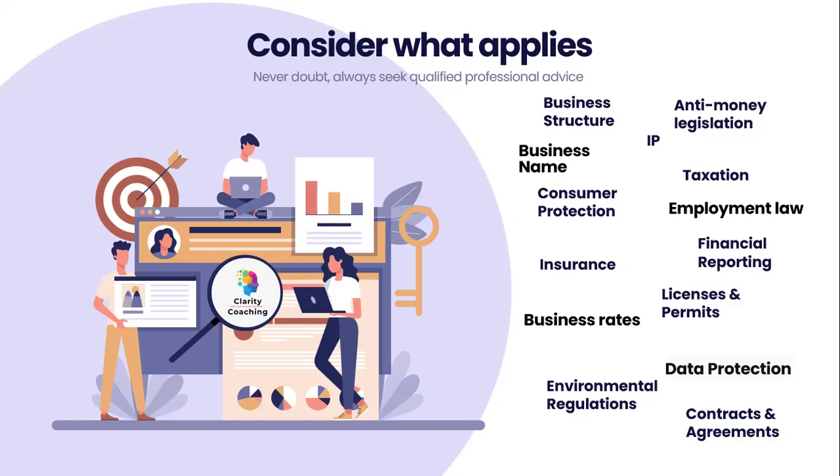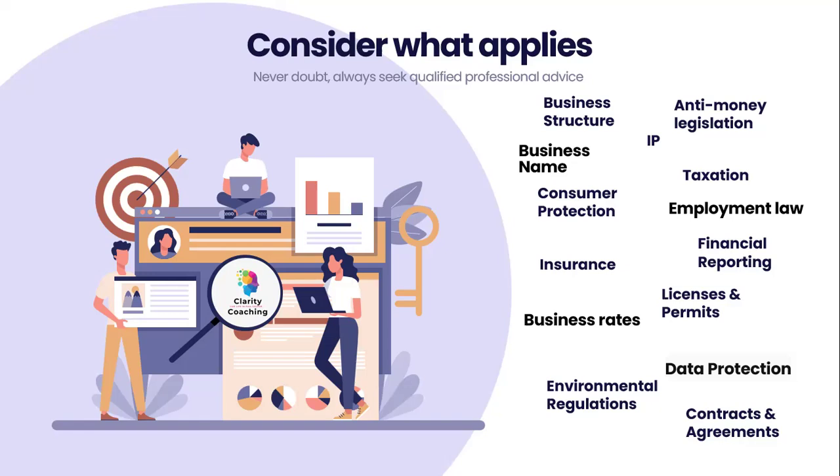You may need to submit a confirmation statement annually as well to Companies House. So they're all things to consider. You've got contracts and agreements. So you might need to draft and maintain contracts with your suppliers, your customers, and other stakeholders, and ensure that contracts comply with the Unfair Contract Terms Act and other relevant legislation.